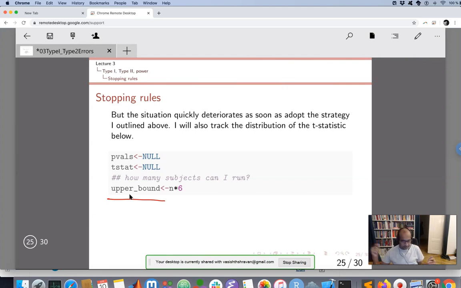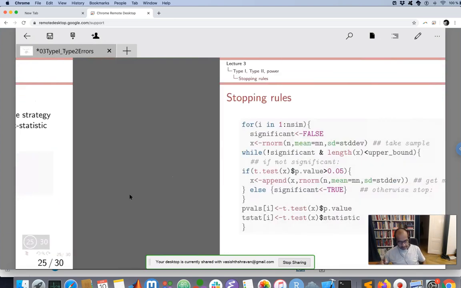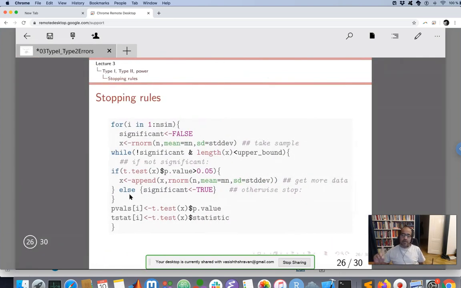I have limited money. Okay, so what I'm going to do is I will keep running the experiment. Periodically I will check for significance, and if I get a significant effect, I stop. If I don't, I keep going until I get a significant effect, until I reach a sample size of 60, in which case I run out of money and I stop. Okay, so that's what this simulation does.